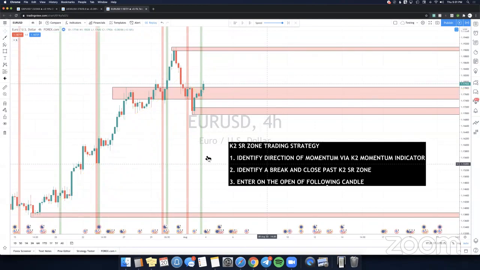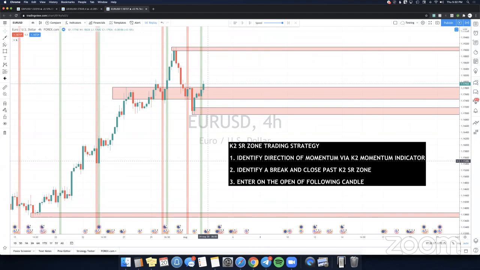So like I mentioned, you want to identify the direction of momentum. Right here, we have a buy signal, so we're confirming that momentum is going to be swinging up for a while now. After you've confirmed the direction of the momentum, you want to identify a break and close past the K2SR level. As you can see right here, price was within this level, or this zone, I guess. And once price broke outside of it and closed, that would have confirmed the second requirement. So the first requirement was met because we identified a bullish momentum right here. Number two, identify a break and close. That's fulfilled because price broke and closed above here.